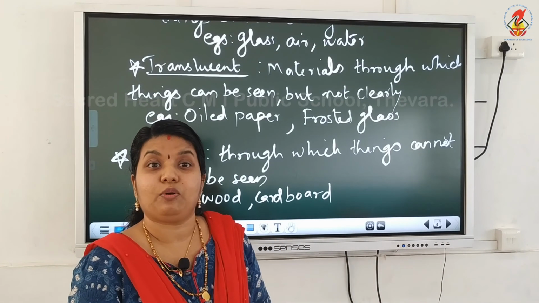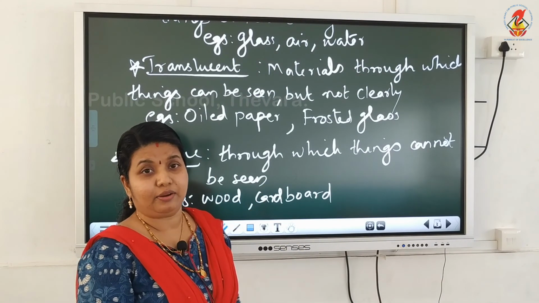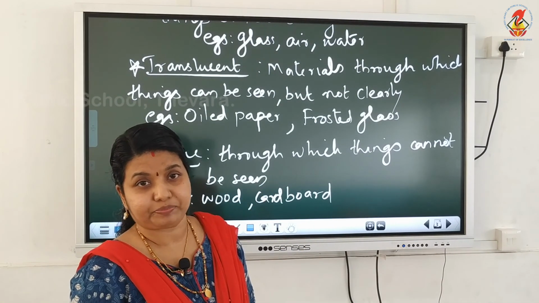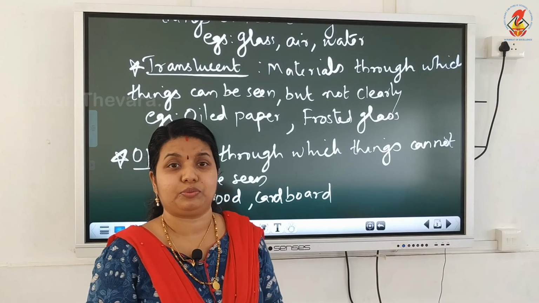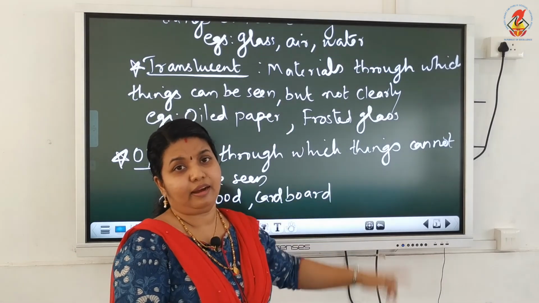Now, the third one is opaque materials. Materials through which things cannot be seen are known as opaque materials. So, light does not pass through such materials. Examples are wood and cardboard.